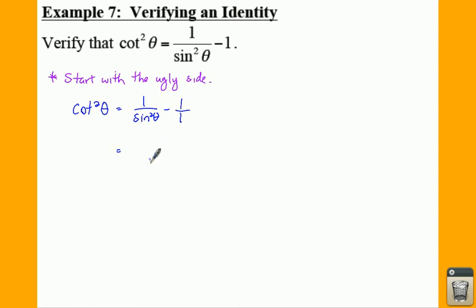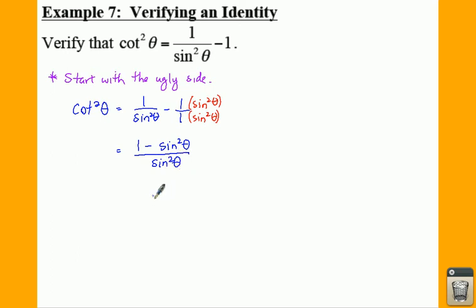So if you want to add these together on the right, you're going to need a common denominator. So you're going to need to multiply top and bottom by a sine squared theta. And that's going to give you 1 minus sine squared theta all over sine squared theta.